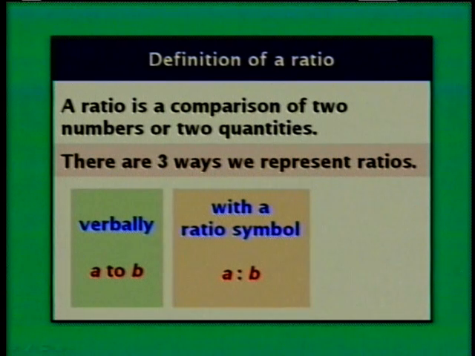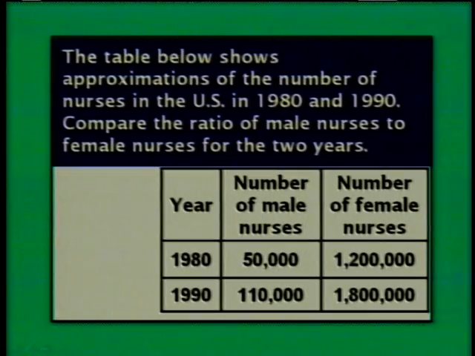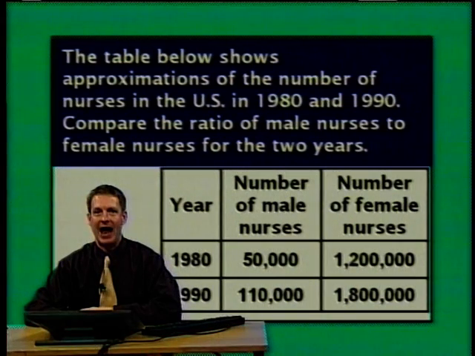We can represent ratios using a ratio symbol. That's what this colon is. We don't read this A colon B though. We read this A to B. We can also represent ratios with fractions, A over B. So let's put ratios to action.